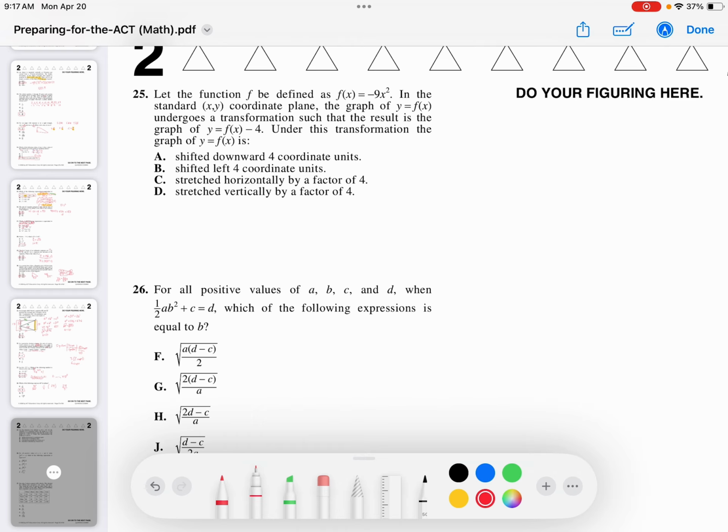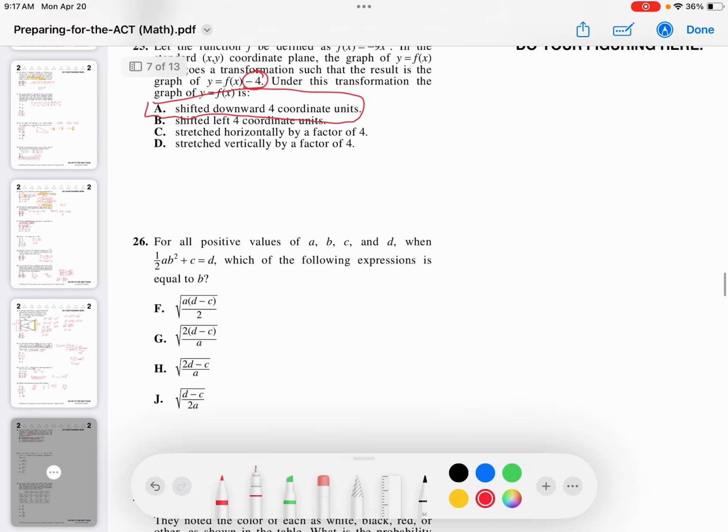Let the function f be defined as f of x equals negative 9x squared in the standard xy coordinate plane. The graph undergoes a transformation such that the result is f of x minus 4. All right, so we've done this before. If the graph is moved down 4, well, it has a minus 4, so that's going to be shifted down 4. So 25 should be A.